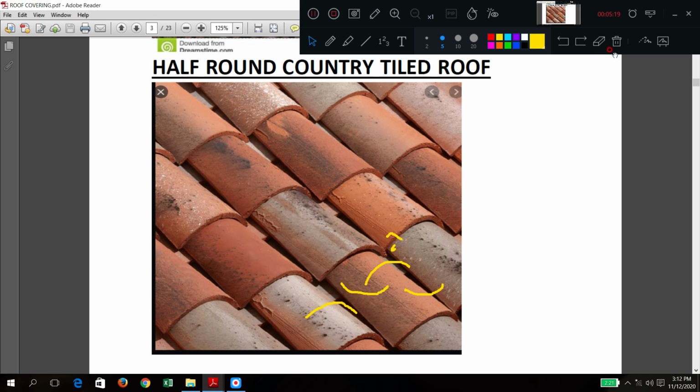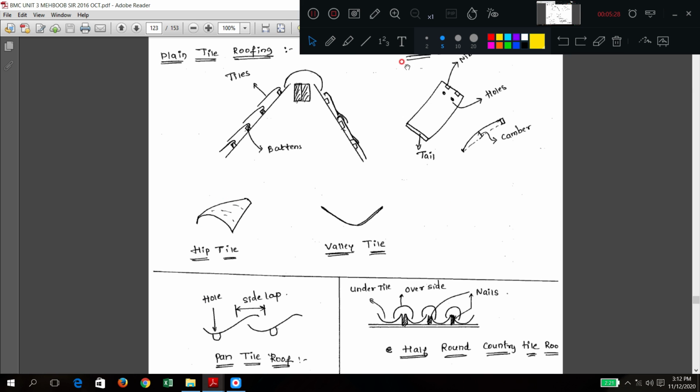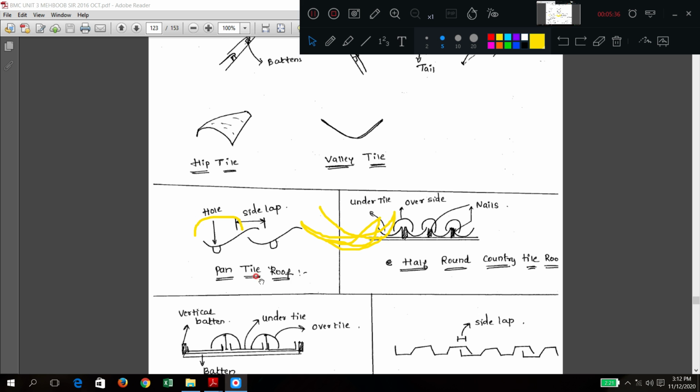Okay, so these are called half round tiles. Here, these are called half round. This is a half round. One is a hip tile and another is a valley tile. Okay, like that.